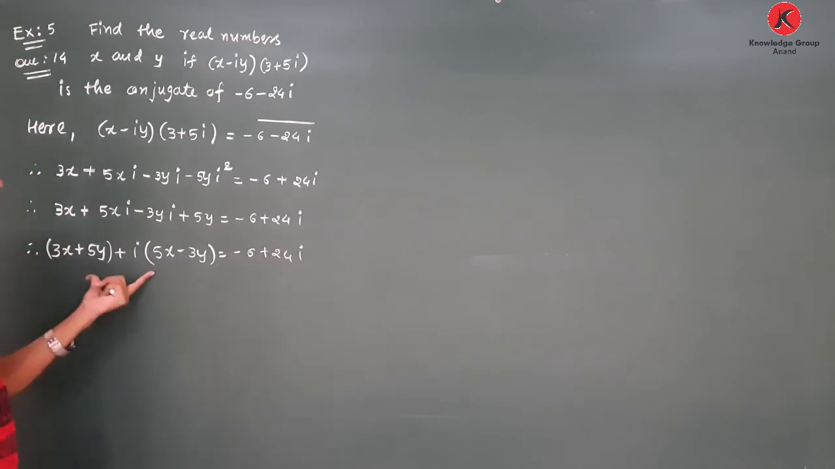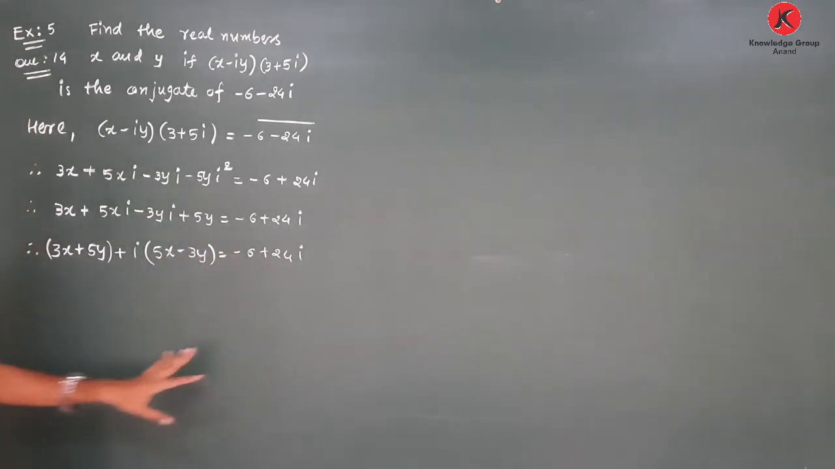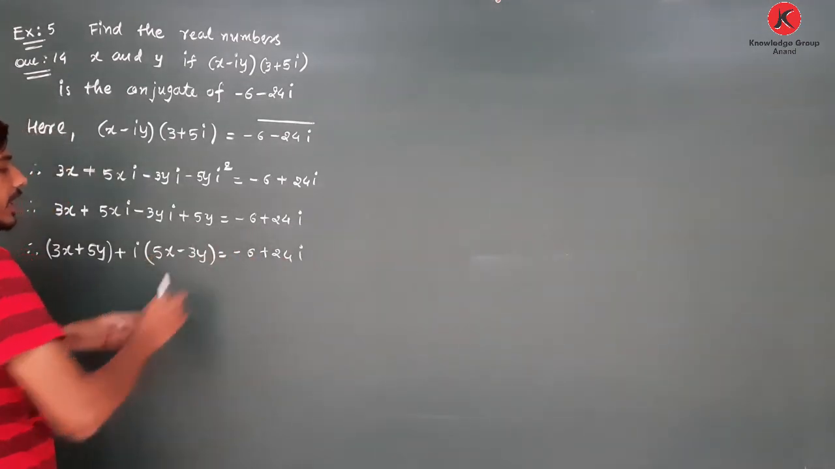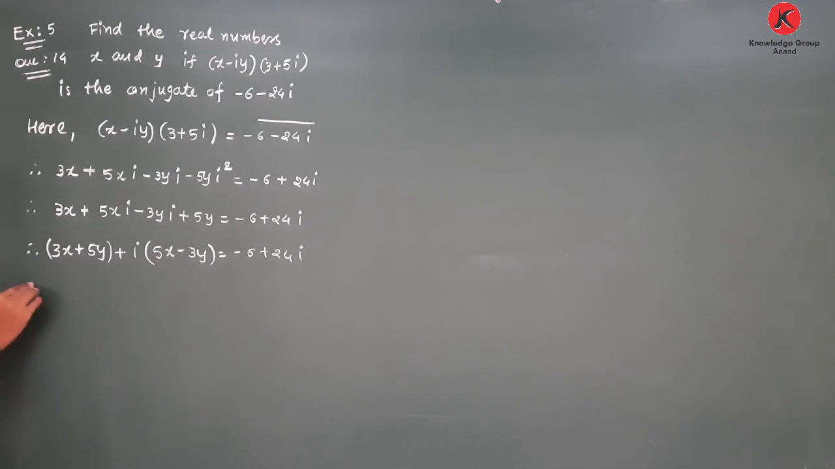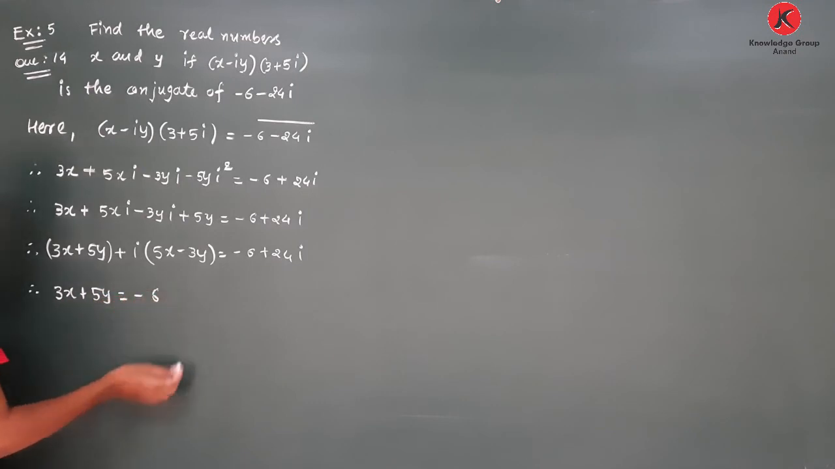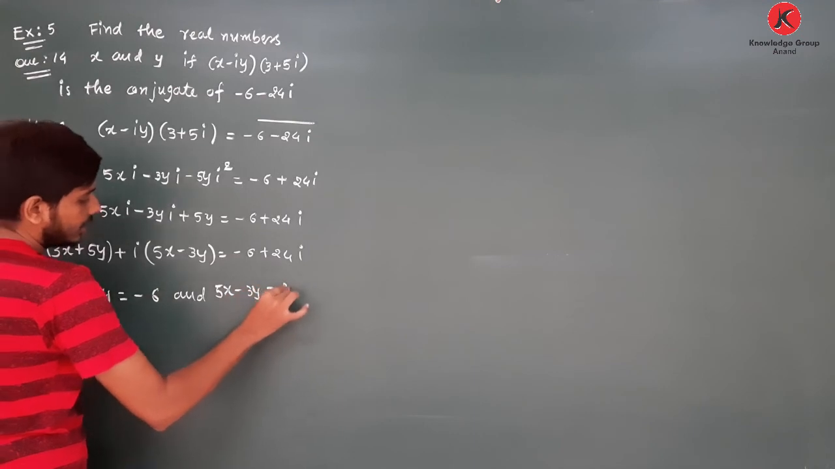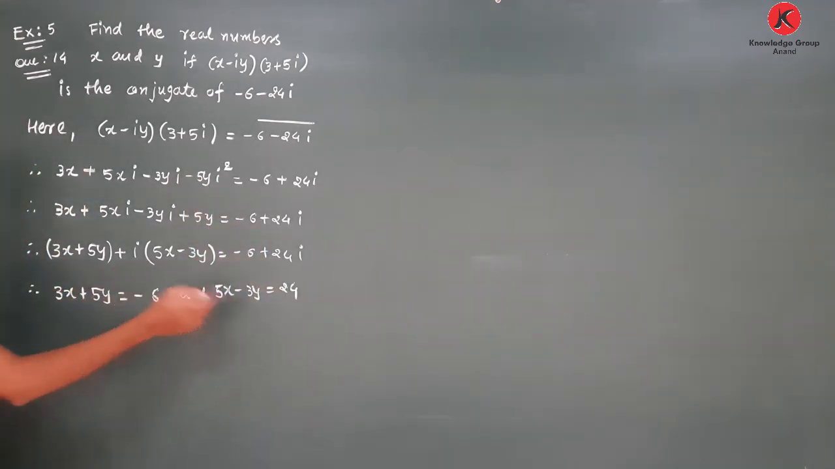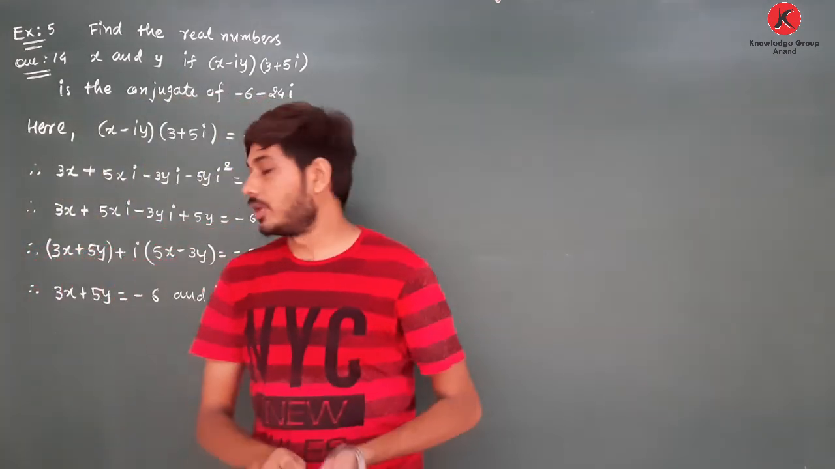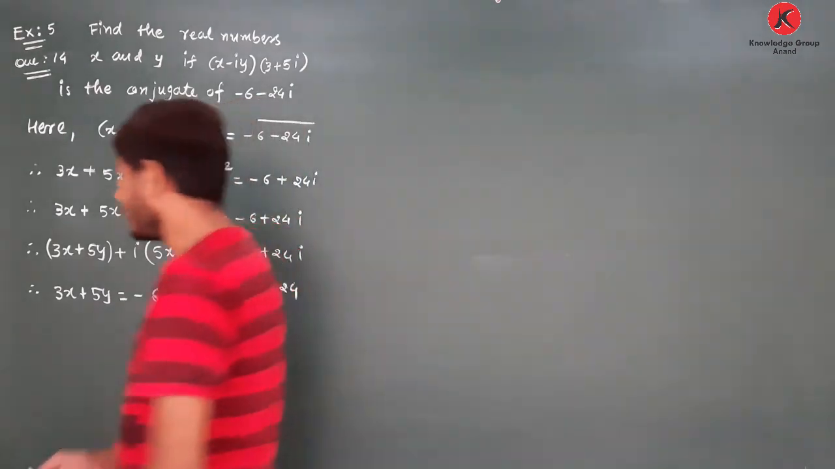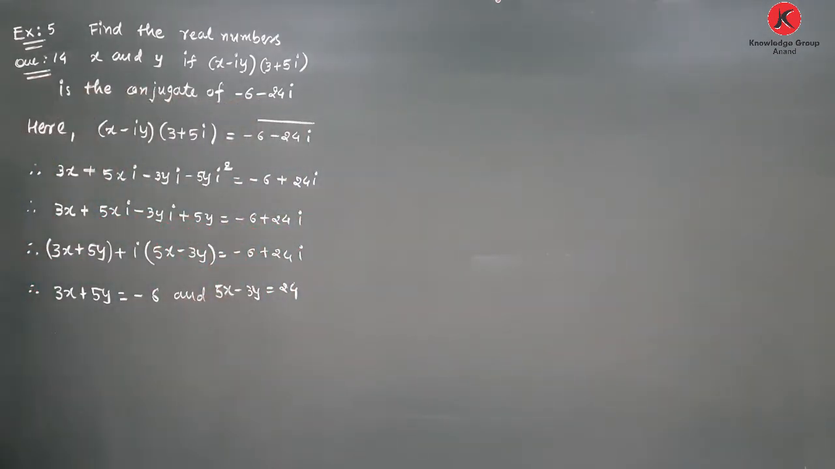This is in standard form, this is also in standard form. Both are equal complex numbers, therefore we can compare real parts as well as imaginary parts directly. Therefore we are getting 3x plus 5y equals to minus 6 and 5x minus 3y equals to 24. Both equations are here. Now we have to find the value of x and y by solving this pair of two variable linear equations.